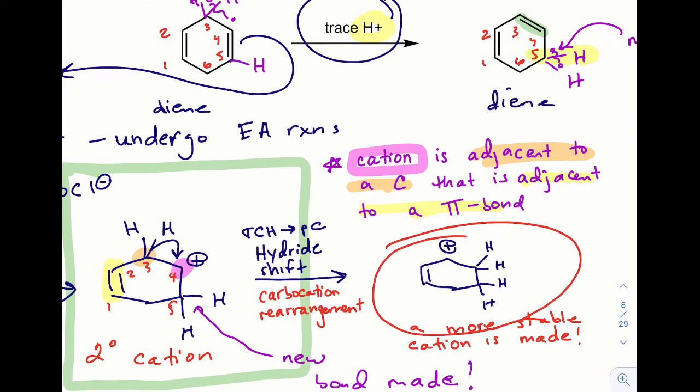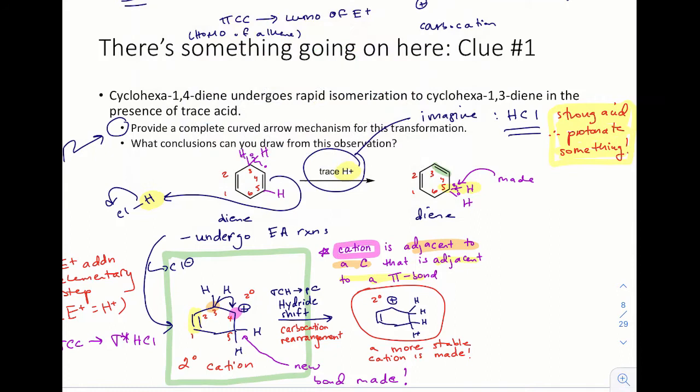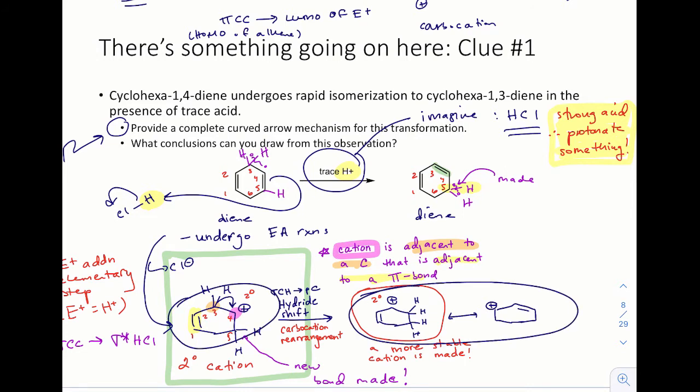More stable? What are you talking about? This is a secondary cation, and so is this one. Yes, well, this new one can be described by two resonance structures. The one that we have drawn and this resonance structure, showing that the charge and the electrons are delocalized, which makes this cation much lower energy than the one that was initially formed.